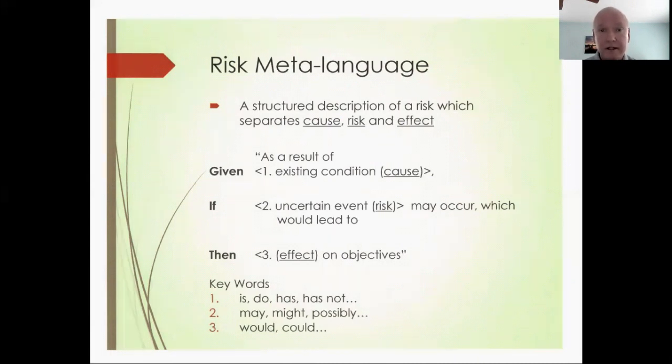So you can break it down into given, being a result of, or because of an existing condition or cause; the if, being something that's uncertain, it may occur, which would lead to something; and the third part, then, objectives. And the keywords on the bottom, you can see that you would use for those three parts. So if that's helpful, sometimes it is. When you're beginning, it's a good way to think about it.